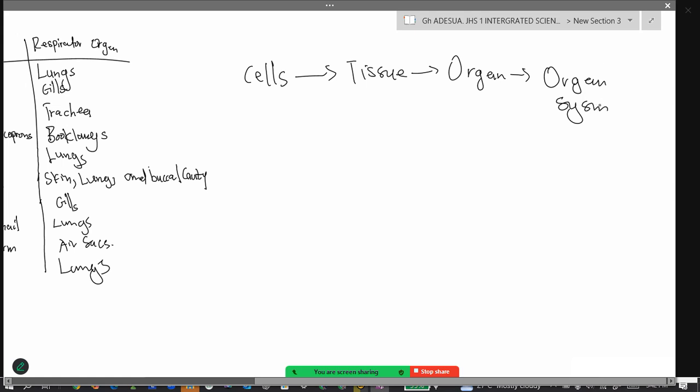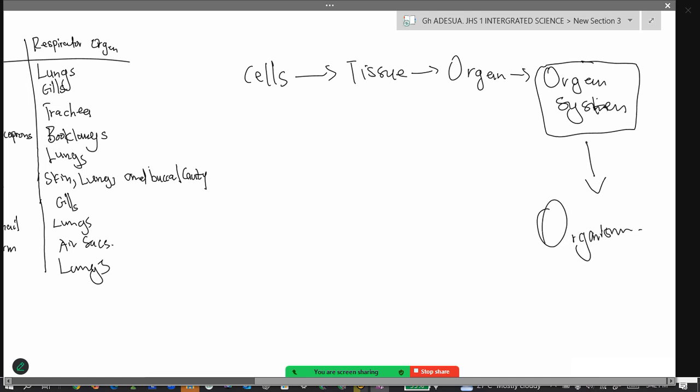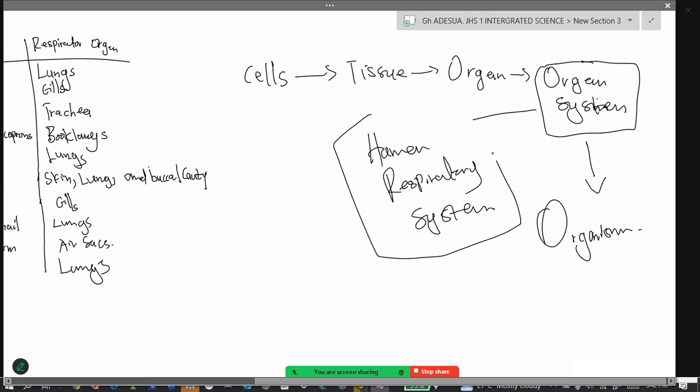So we are going to talk about the organ system. That is where the respiratory system is. After the organ system, what is the next thing? The last thing is the organism. So here we are going to talk about the human respiratory system. And you know the human respiratory system consists of what?